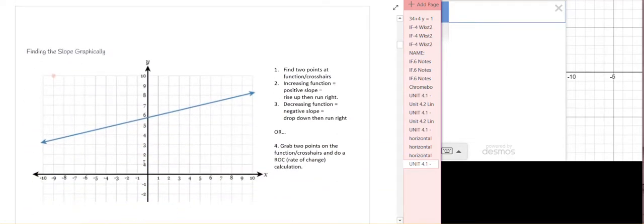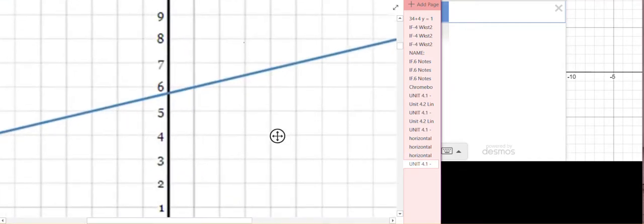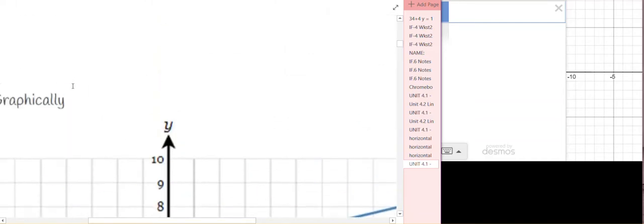All right, finding the slope graphically. When you're finding the slope graphically, first you want to find 2 points on the function at crosshairs, okay? Points at crosshairs are going to be something like this one, because it's right where the crosshairs meet. But not this one. This is not a good point right here, because it's not at the crosshairs. This one's also a good point, because it's also at the crosshairs. Learning how to identify your points so you can do slope is a really good thing.